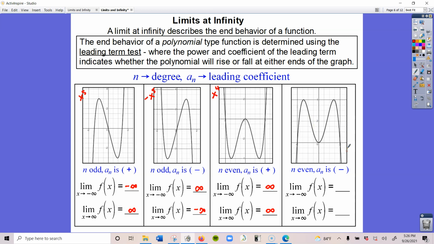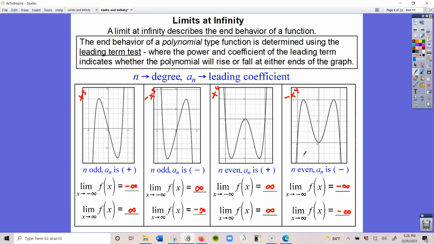Now this one, you see how both ends are going down. Let's say the leading term is negative x to the fourth. Then because this is an even exponent, both sides are going in the same direction. And since this is negative, that means both sides are going to go down to negative infinity.